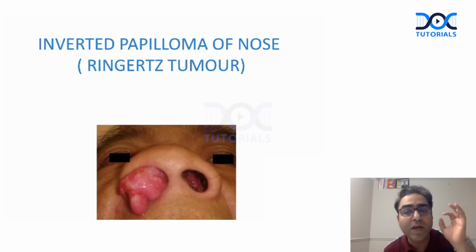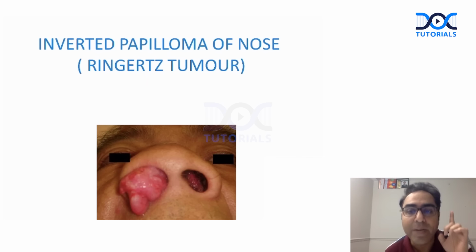Inverted papilloma, very famous question, also called Ringertz tumor. It is a benign but locally invasive tumor. It's an aggressive tumor. Inverted means it grows inwards. Therefore, it's a locally spreading tumor and it has a chance of malignant transformation in 10% of cases.